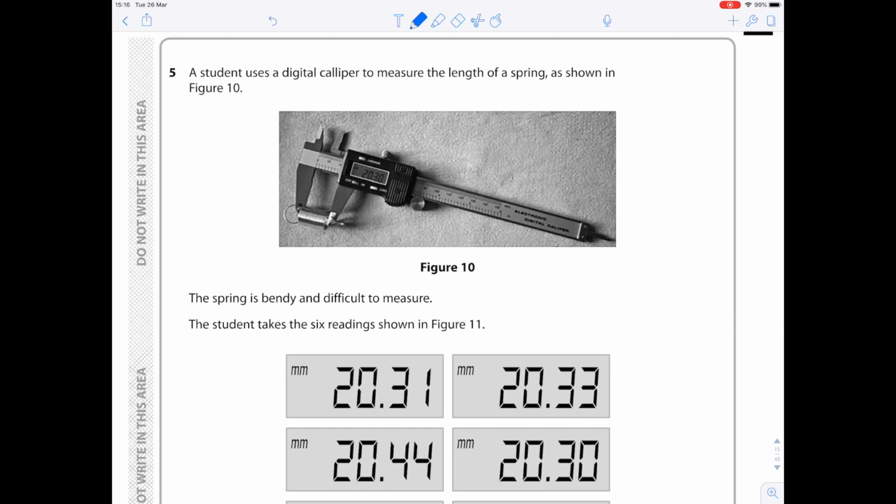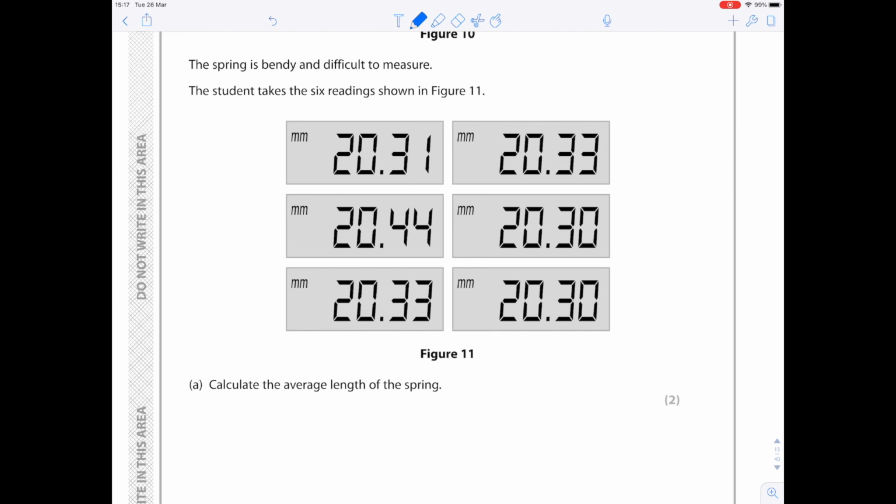A student uses a digital caliper to measure the length of a spring as shown in figure 10. The spring is bendy and difficult to measure. The student takes 6 readings shown in figure 11. Calculate the average length of the spring, and here you're going to have to look out for an anomalous reading, which is this one here. It's far too high, so we need to ignore that one.